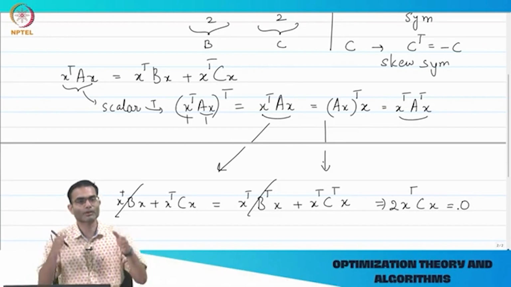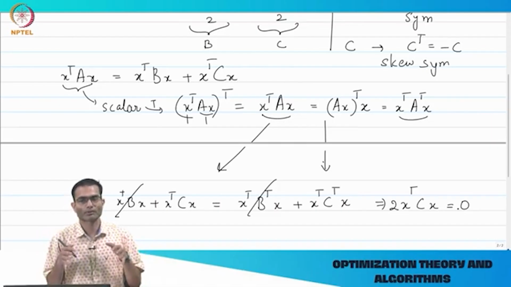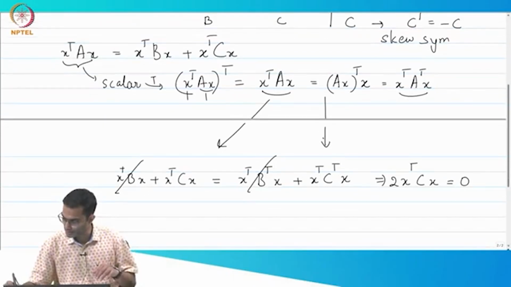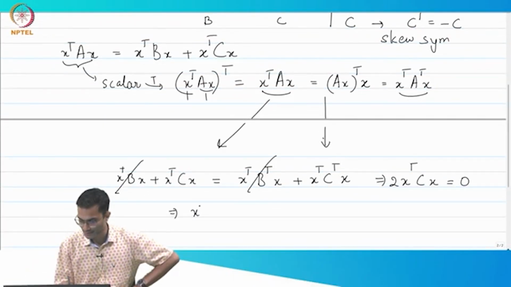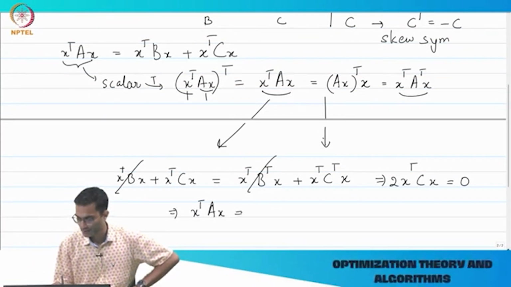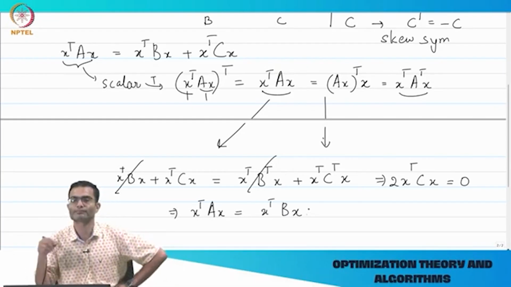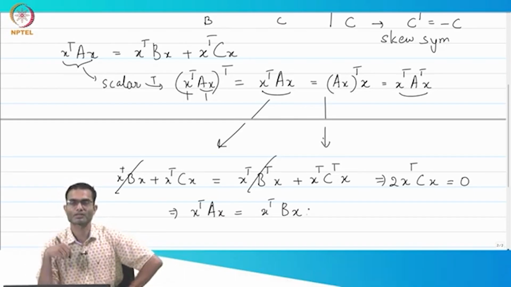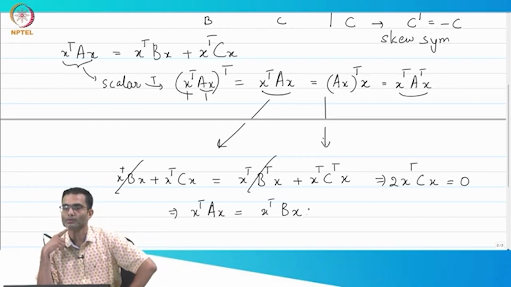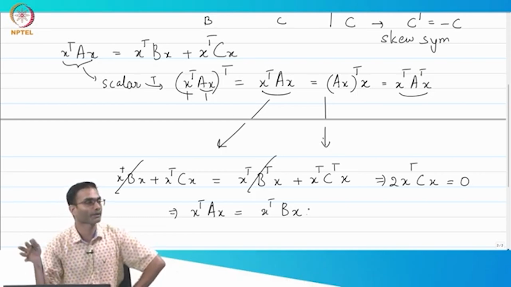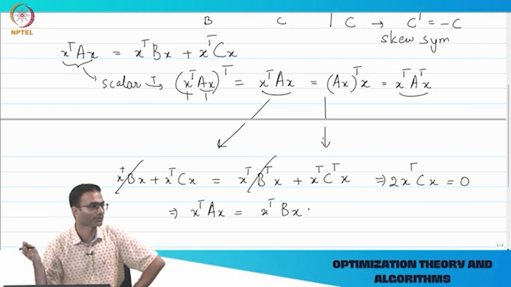So the action of the quadratic form, what does it do? It eliminates the skew symmetric component. So if X transpose CX is 0, this implies that X transpose AX is essentially X transpose BX, because X transpose CX is 0, right. So you see there's absolutely nothing fancy. We didn't even do an eigenvalue decomposition over here, right.